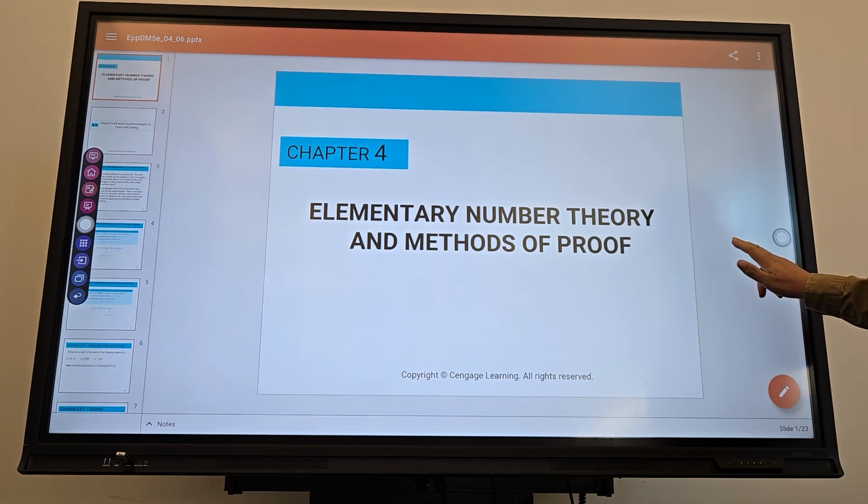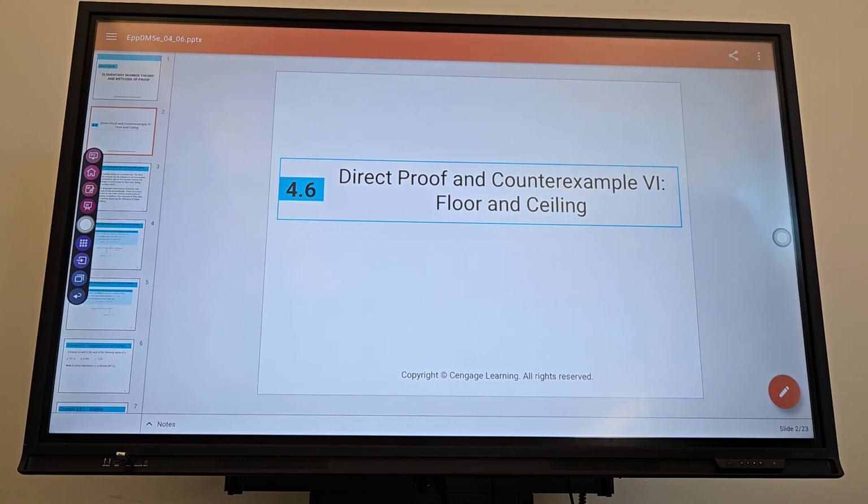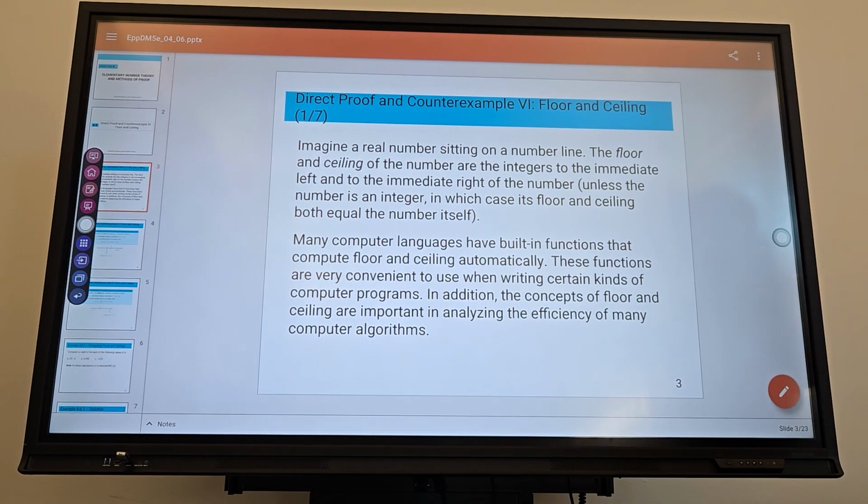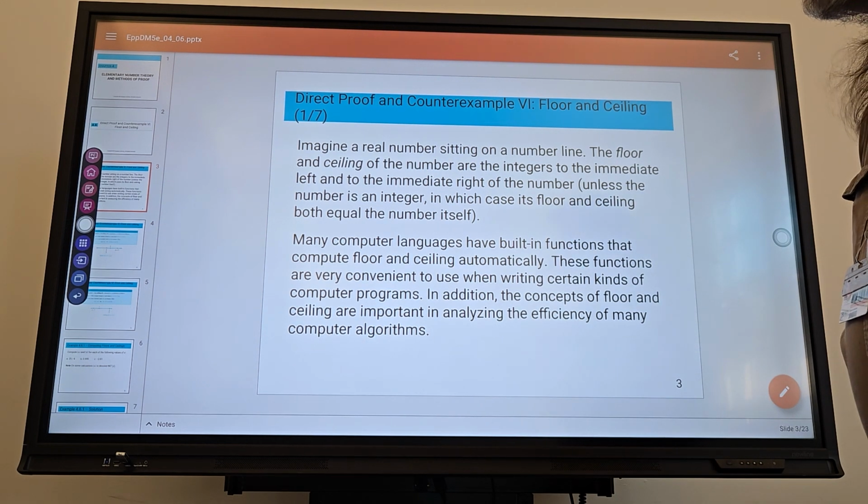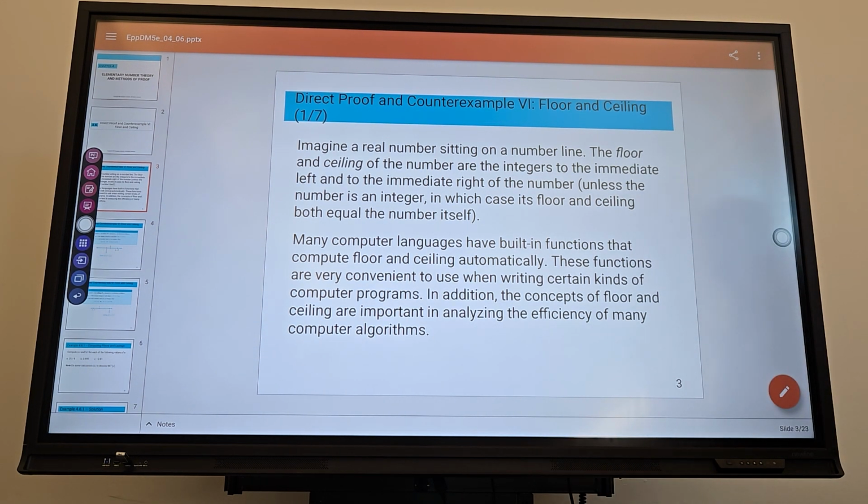Elementary number theory and methods of proofs continues with the final section on direct proof and counterexample and the floor and ceiling functions. The floor and ceiling functions of a number are the integers to the immediate left and right of the number, unless the number is an integer, in which case its floor and ceiling are both equal to the number itself. Many computer languages have these functions built in.